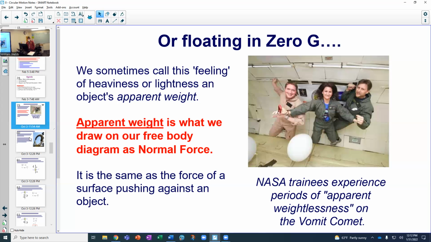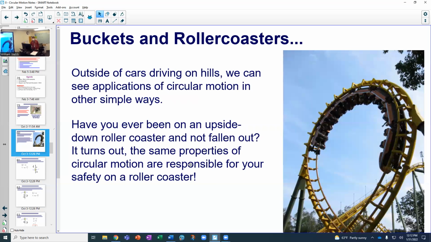All right, so let's look at a couple other examples. We've talked about roller coasters. We've talked about driving cars over hills and through valleys. And we know that centripetal force would be what's causing the circular motion in all of those scenarios. We know that if you're riding on a roller coaster at the top of the loop, the seat is pushing down on you and gravity is also pulling you down. And so we've got 2 different forces.